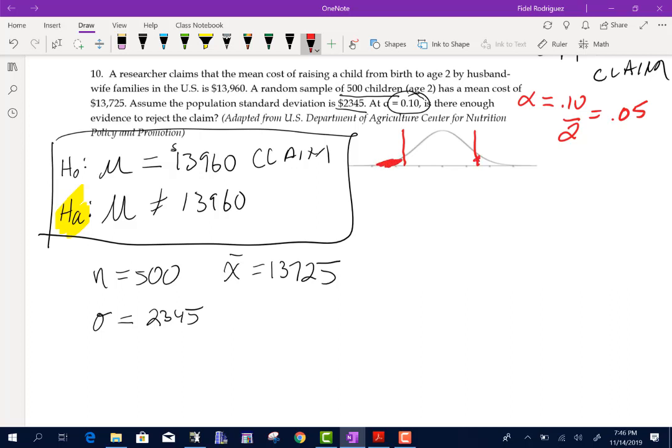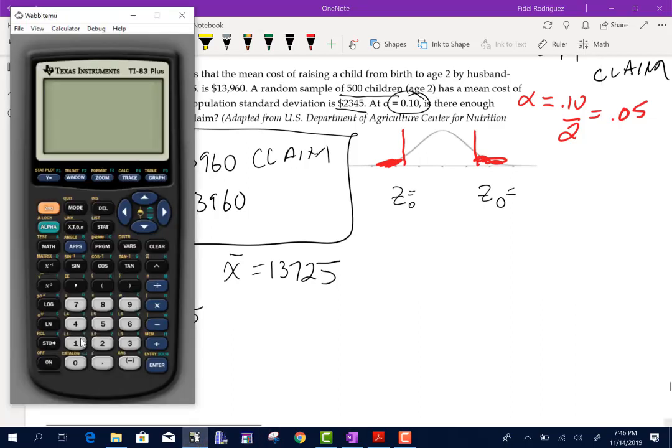Okay. 0.05 here. 0.05. Okay. So now what we've got to figure out is what's the area to the left, right? I want to find my critical values, okay? One of them's going to be negative, one's going to be positive, right? Okay. So anybody remember how do we find those values?